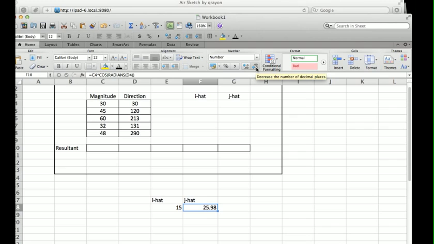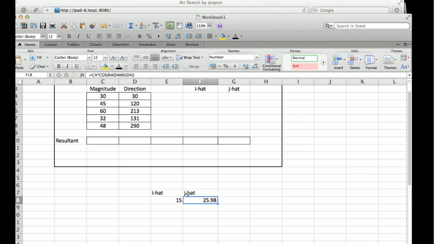Okay, and we'll come here and let's hit the little buttons here and go down a little bit. All right, so there's an I hat and a J hat. Okay, I should be able to drag this down, I believe. So we want 5 of these. 2, 3, 4.